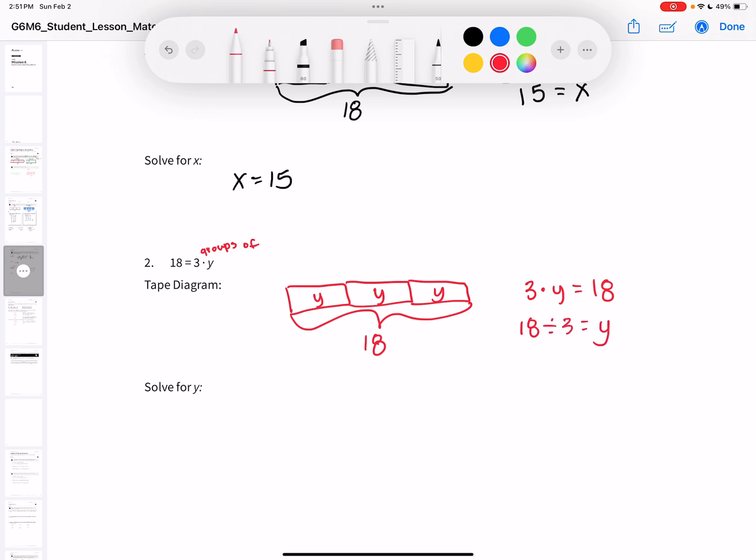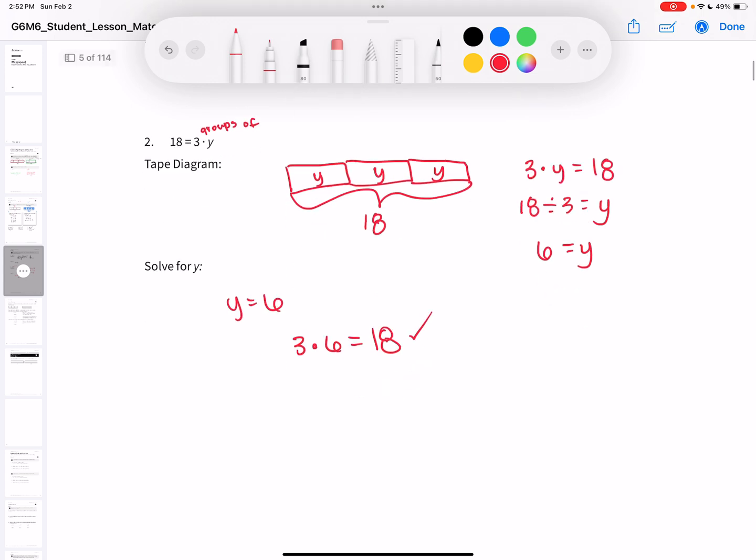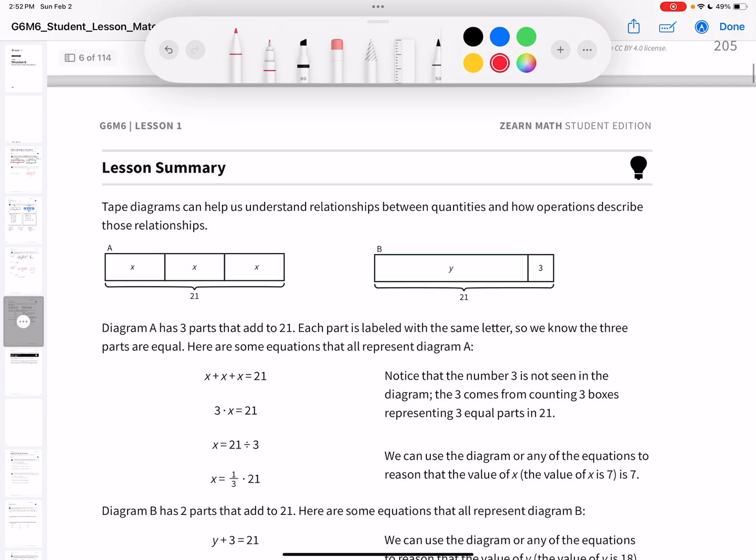So what is 18 divided by 3? Well, 18 divided by 3 is 6, so y must be 6. And if we do 3 times 6, does that equal 18? Yes, it does. So y is 6. Please review your lesson summary.